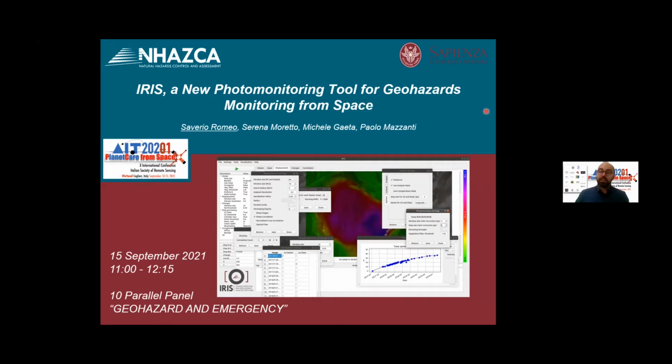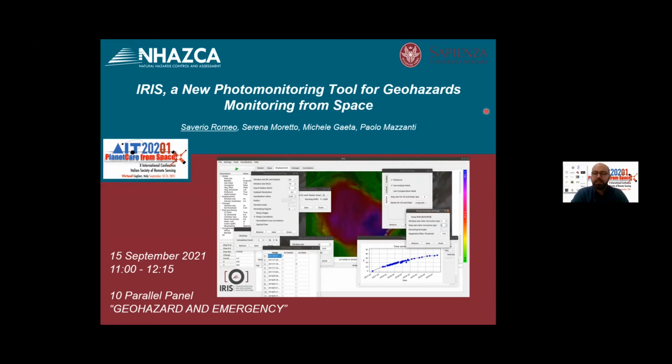Okay, good morning, everyone. I'm Saverio Romeo from Sapienza University of Rome, and I'm here to present you a new tool that is called Iris. It's a new photomonitoring tool for geohazard monitoring from space.